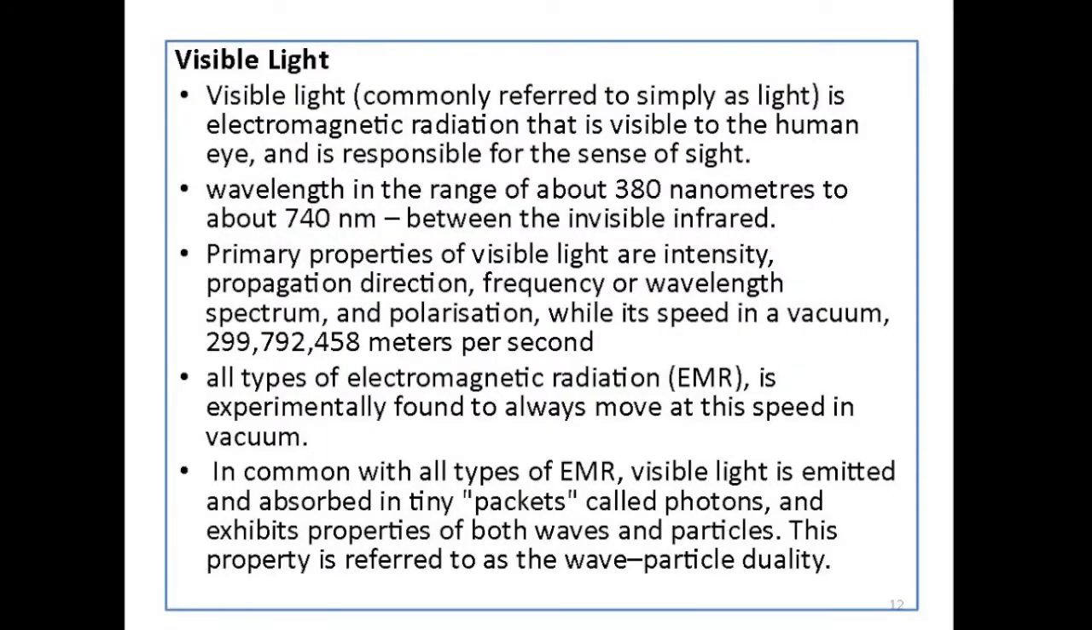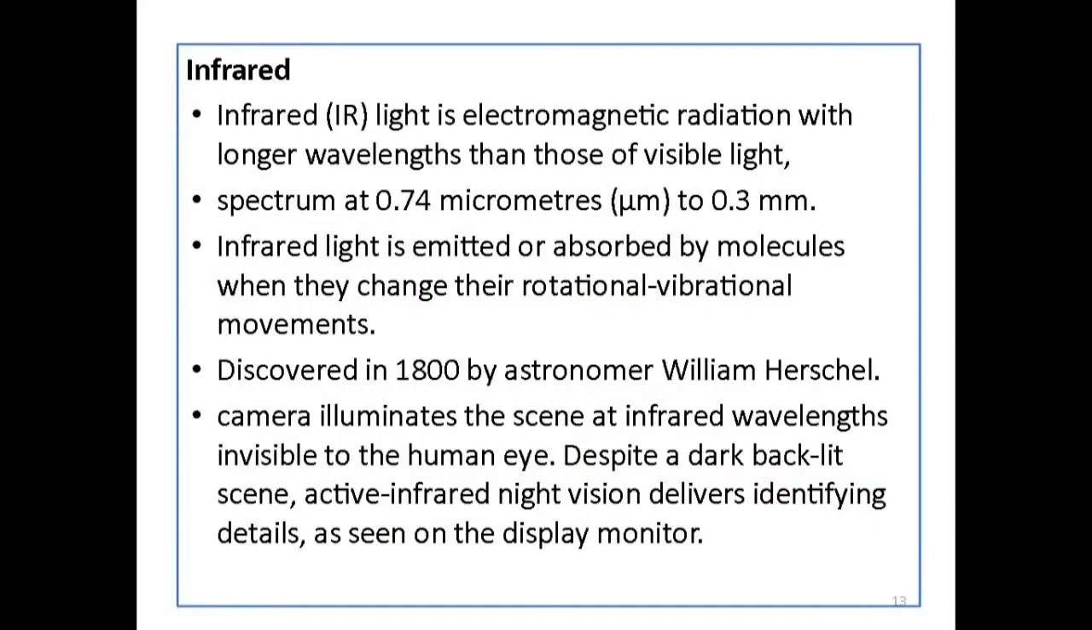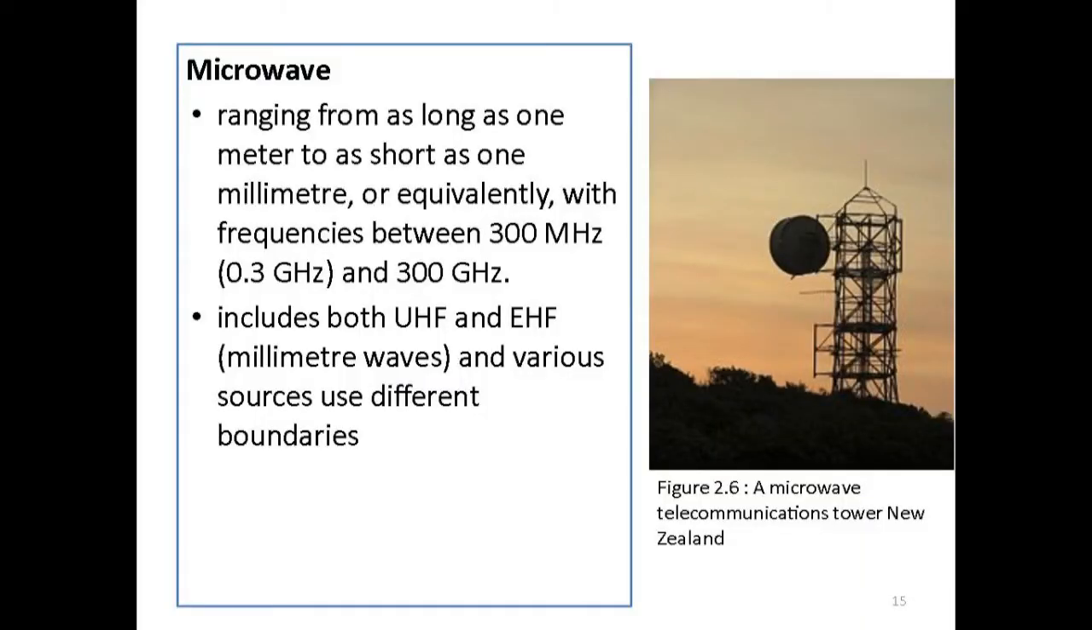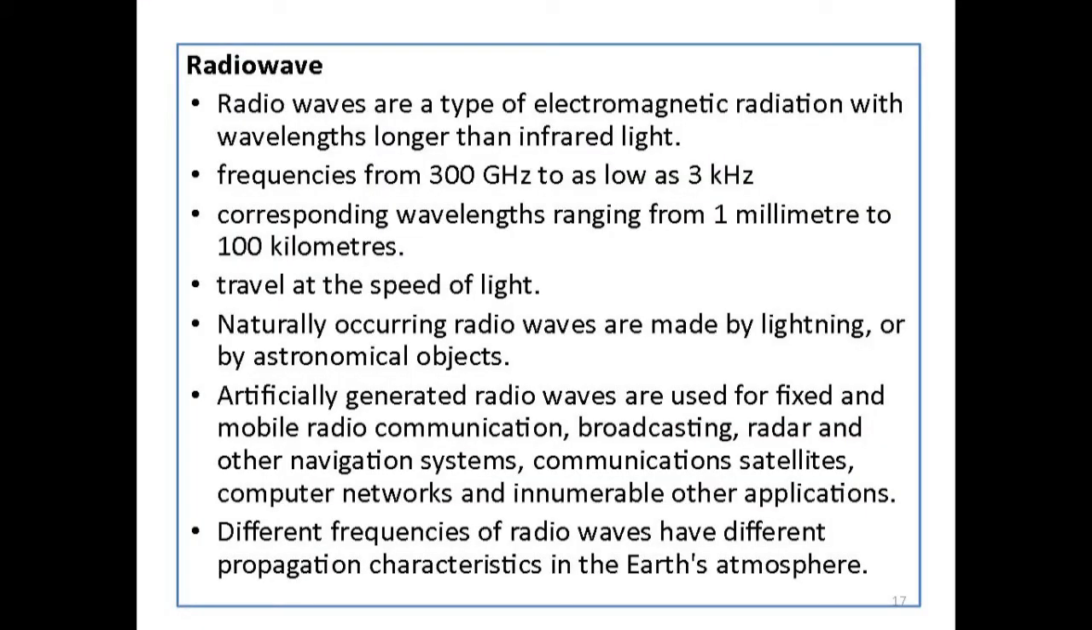Visible light is visible to the human eye. Infrared is electromagnetic radiation with a longer wavelength than visible light. Microwave is electromagnetic radiation with a wavelength as long as 1 meter and as short as 1 millimeter. Radio waves have a wavelength longer than infrared.